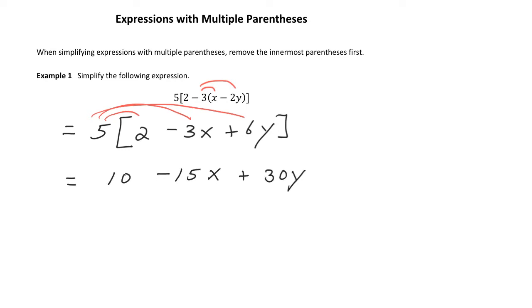The last thing really to do is look at our final answer and ask, are there any like terms, or can we simplify this any further? There are no like terms, we can't combine anything else, and so this is the final answer. The point being, work with the innermost parentheses first until you get to the outermost.